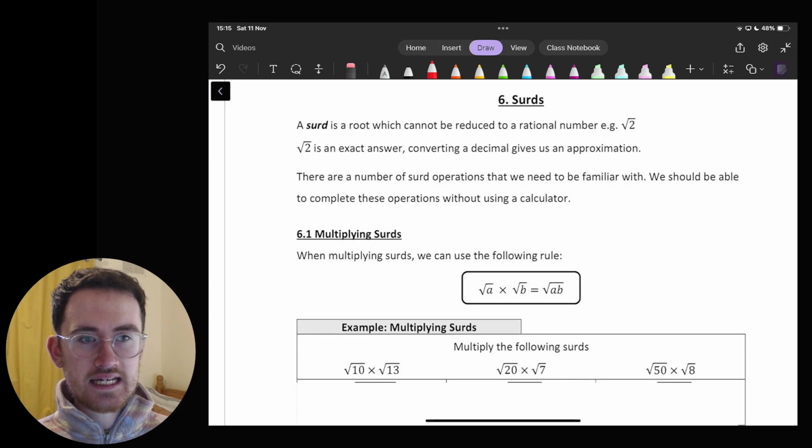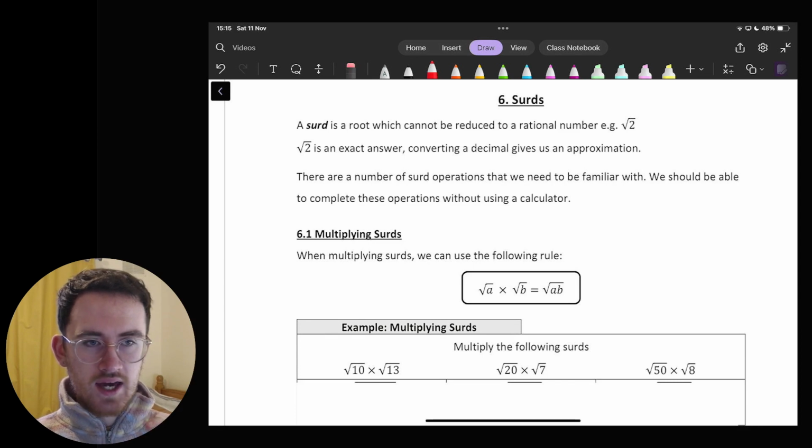So a surd is a root which cannot be reduced to a rational number, like the square root of 2. The square root of 2 can't be reduced to any other rational number, so a fraction or a simple decimal. So root 2 is considered the exact answer, and if we converted that to a decimal, we would have to round our decimal, so we get what we consider an approximation.